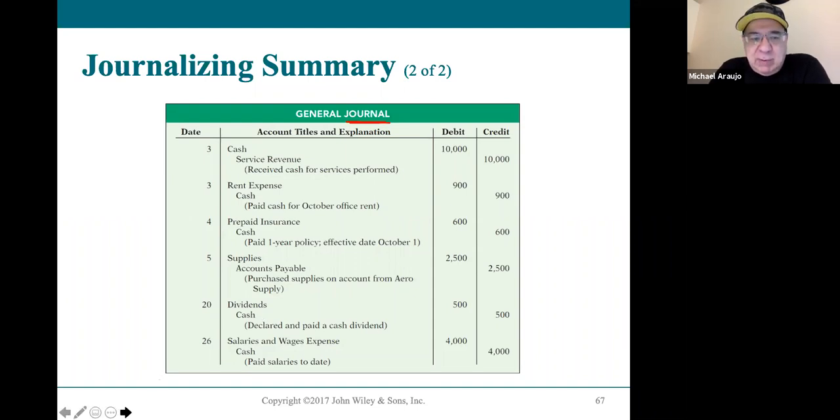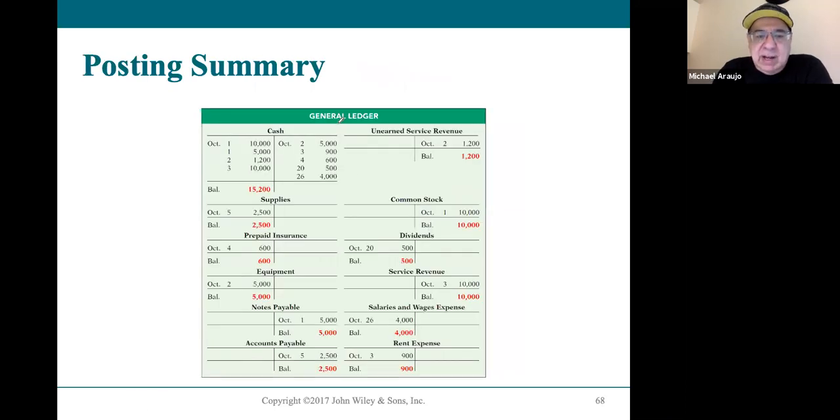If you remember from last class, when we posted all of these into the ledger, this is just a snapshot, but all these would be very separate pages, very separate sections in the ledger. They're bunched here together to show you on one slide what the ledger would look like. Again, the asset accounts are listed first, right? The cash account is listed first. The supplies account is listed, prepaid insurance and equipment. So the asset accounts are going to be listed first.